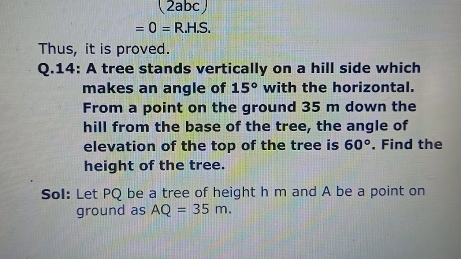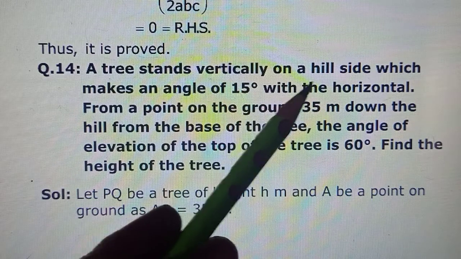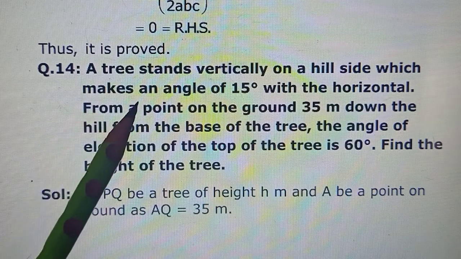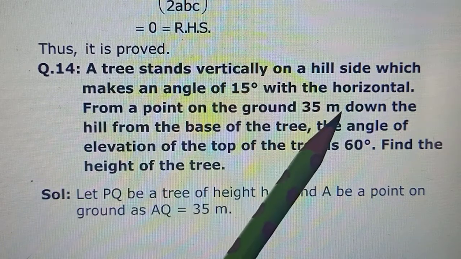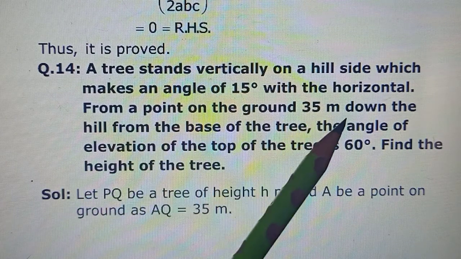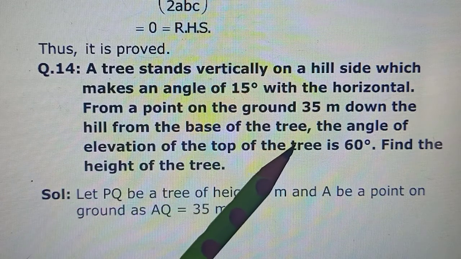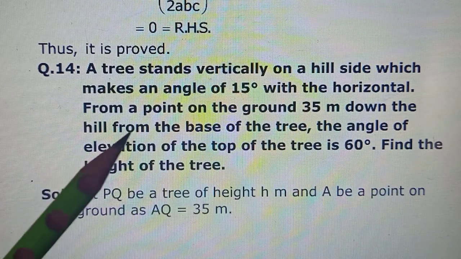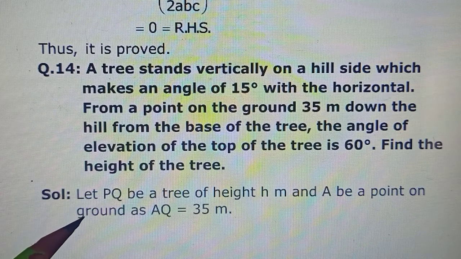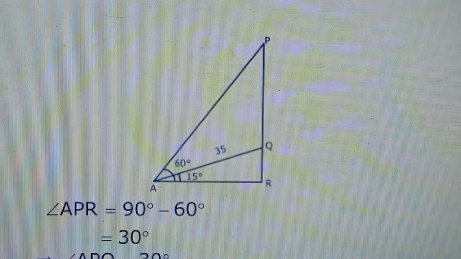How? Let's see. Like this, you have this question here saying a tree stands vertically on a hillside which makes an angle of 15 degrees with the horizontal. From a point on the ground which is 35 meters down the hill from the base of the tree, the angle of elevation of the top of the tree is observed to be 60 degrees. Then you have to find the height of this tree. Now look at this diagram.